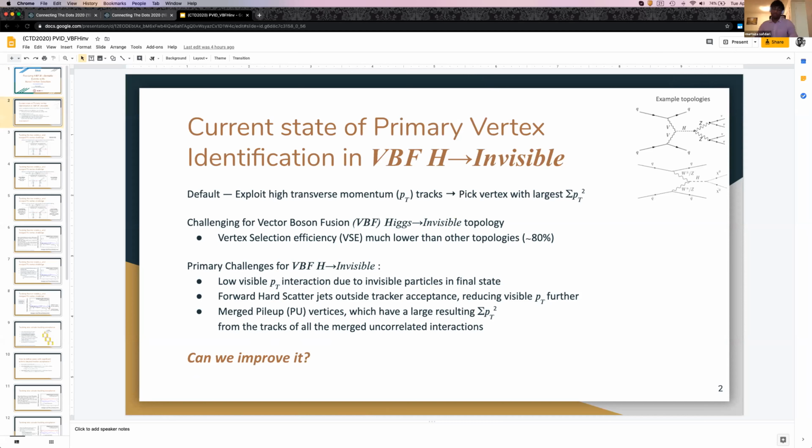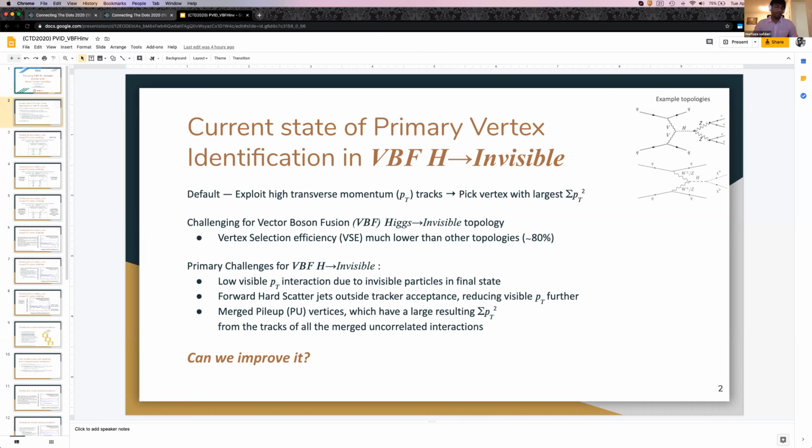But where it starts to fail is where you have topologies with very low visible pT to begin with, so something like VBF with invisible decays. I put a couple of example topologies at the top right of the slide. The challenge is that it's not only that you have low visible pT, but in the specific case, the VBF jets might end up being forward, and so your charged particles might land outside your tracking acceptance, in which case you don't have any tracks. So how do you pick a vertex?